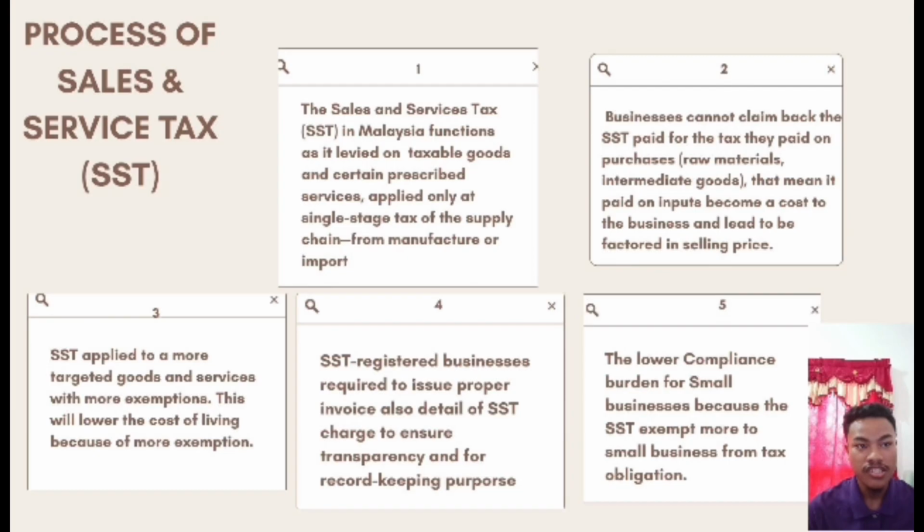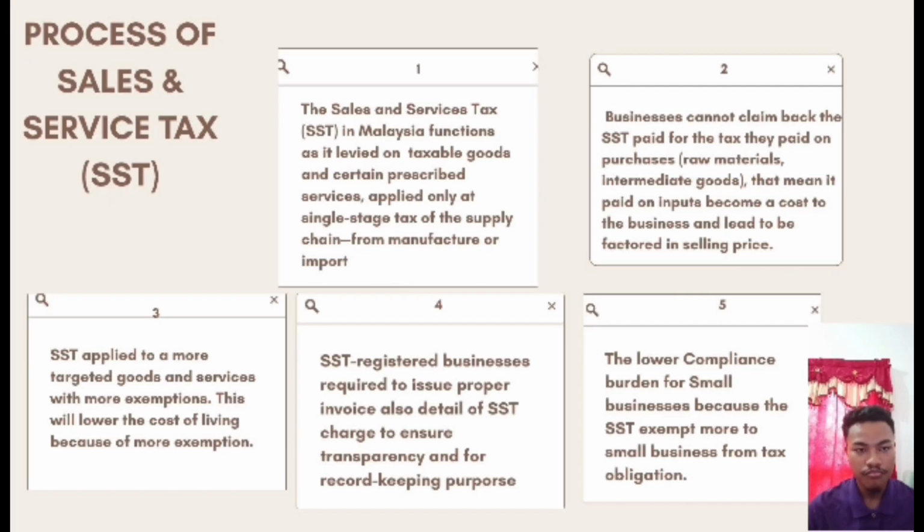Second one, businesses cannot claim back the SST paid on purchases, such as raw material or intermediate goods. That means the tax paid on input becomes a cost to the business and is factored into the selling price. SST is applied to more targeted goods and services with more exemptions. This will lower the cost of living because of more exemptions.